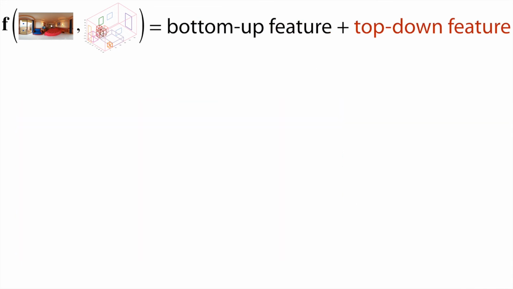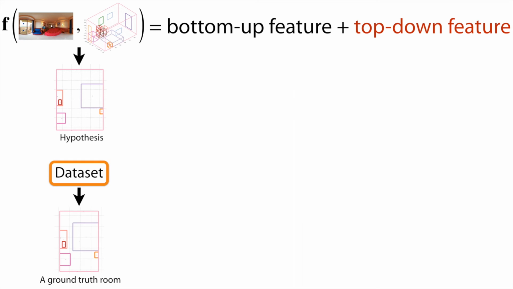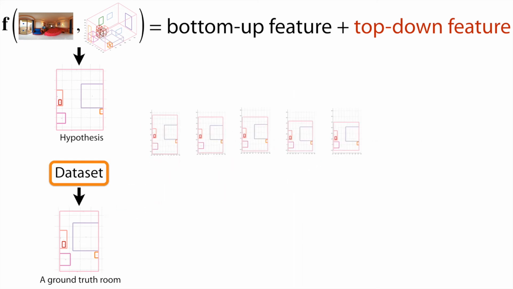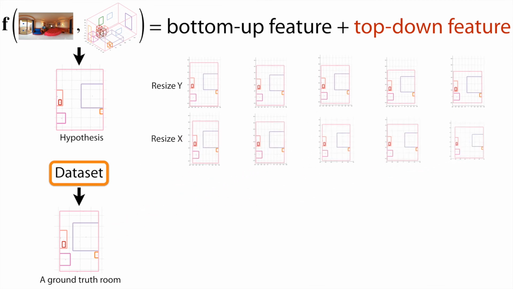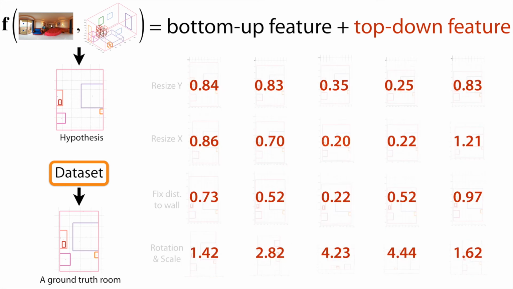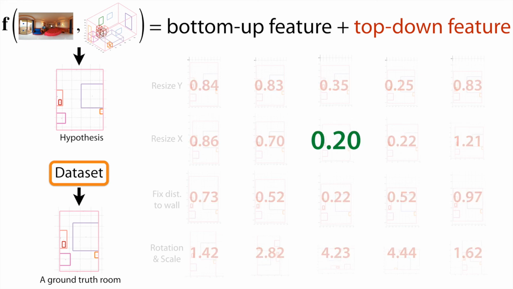On the other hand, the top-down feature is used to judge whether a room structure is valid. To do so, for each whole room hypothesis, we compare it with ground truth rooms in our training set. We allow some conservative transformation on the ground truth room, like resizing each dimension, scaling or rotation, to potentially increase the size of the training data. The hypothesis room will match with all transformed ground truth room, and the smallest matching cost is taken as the matching score between this hypothesis and this ground truth room.